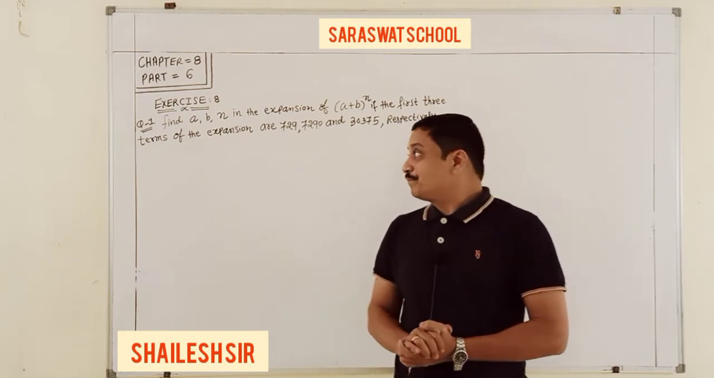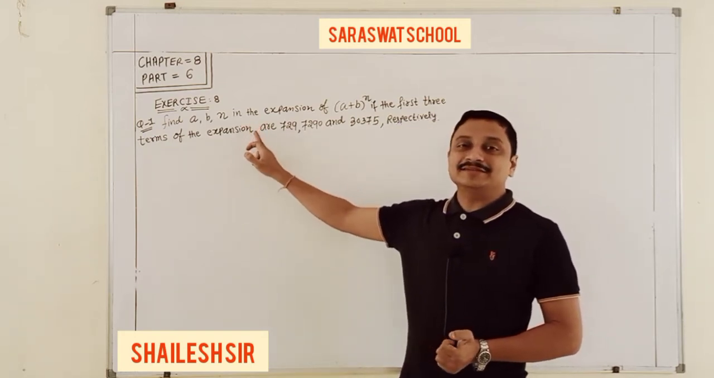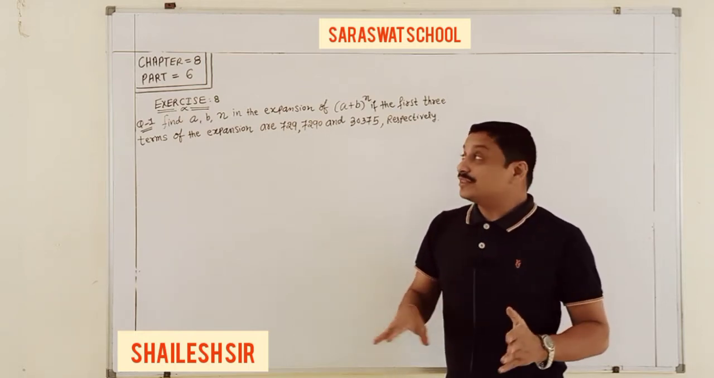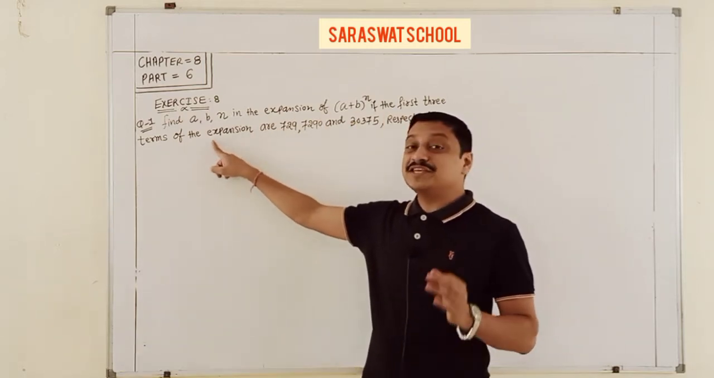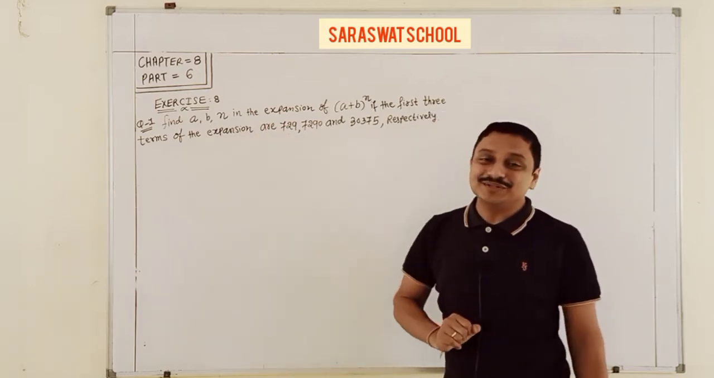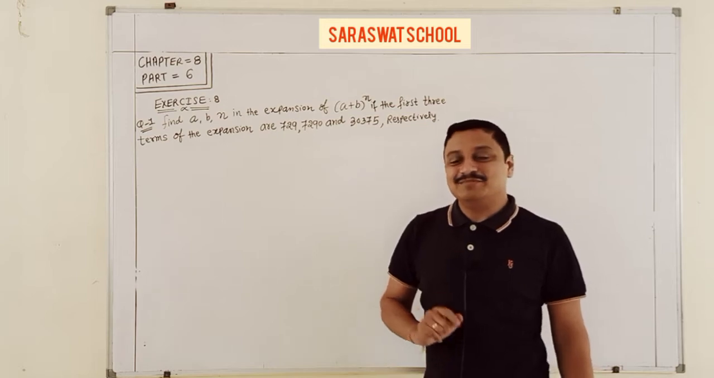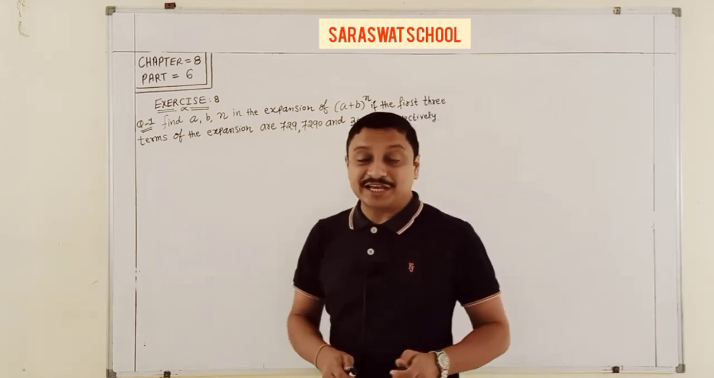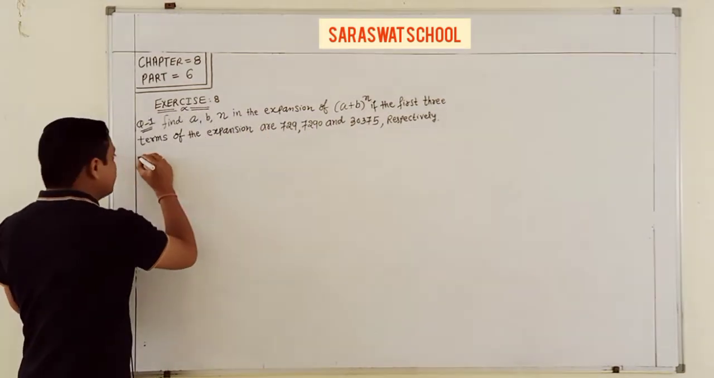Question first: find a, b and n in the expansion of (a + b) raised to n, if the first three terms are given as 729, 7290 and 30375. Students, before starting I remind you this is a very important numerical, so first tick mark it in your important list.